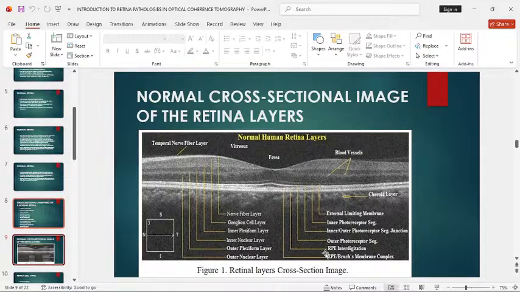So if you look at this image, you'll find that some layers appear bright, some layers appear dark. This is because of what I explained earlier, that the cellular layers are hyporeflective, while the fiber layers are hyperreflective, and the boundaries are also hyperreflective.